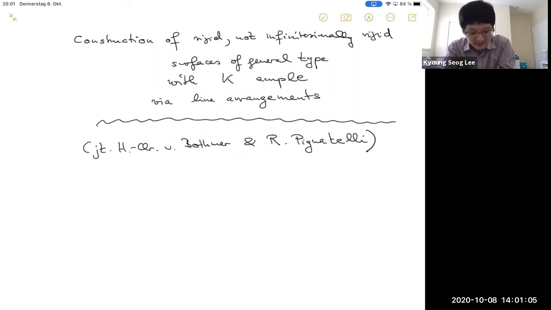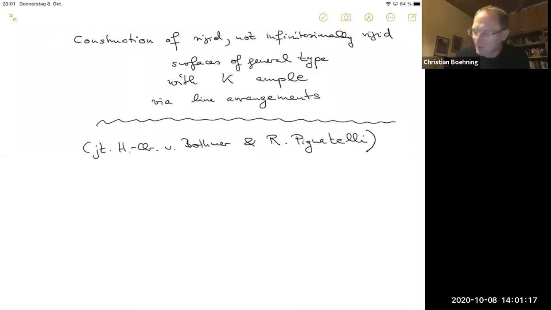He will give his second lecture in this conference about rigid, not infinitesimally rigid surfaces of general type with ample canonical bundle. Yes, thank you very much. So the title of this talk already summarizes what I want to talk about. I want to explain how to construct rigid, not infinitesimally rigid surfaces of general type with ample canonical bundle using line arrangements. These will be surfaces with Kuranishi space a non-reduced point.